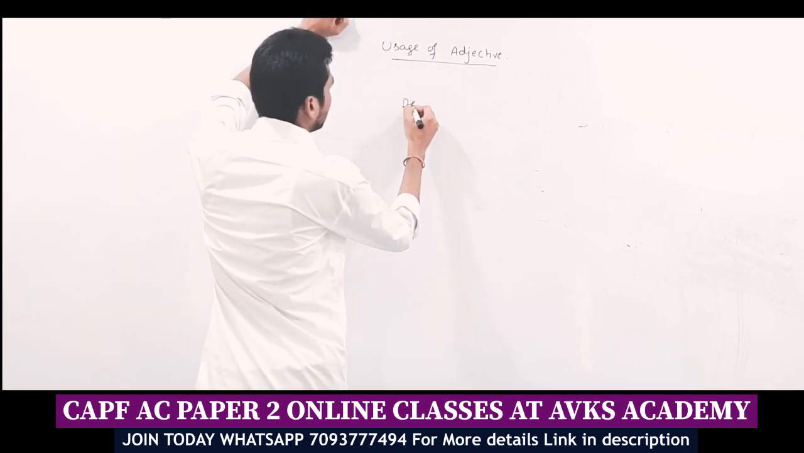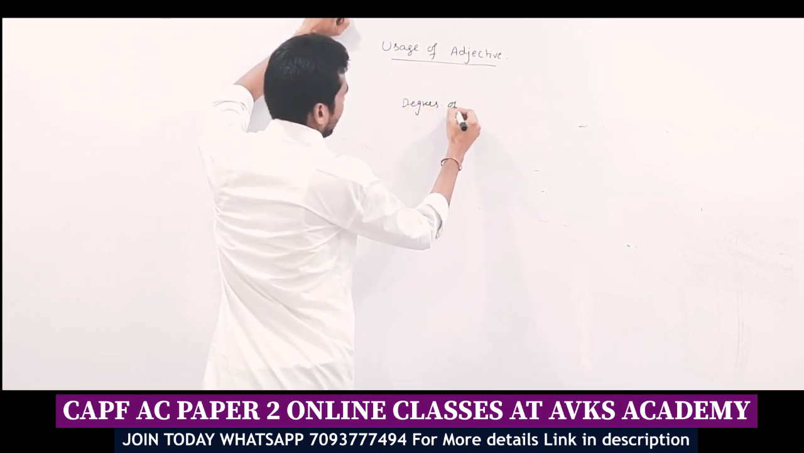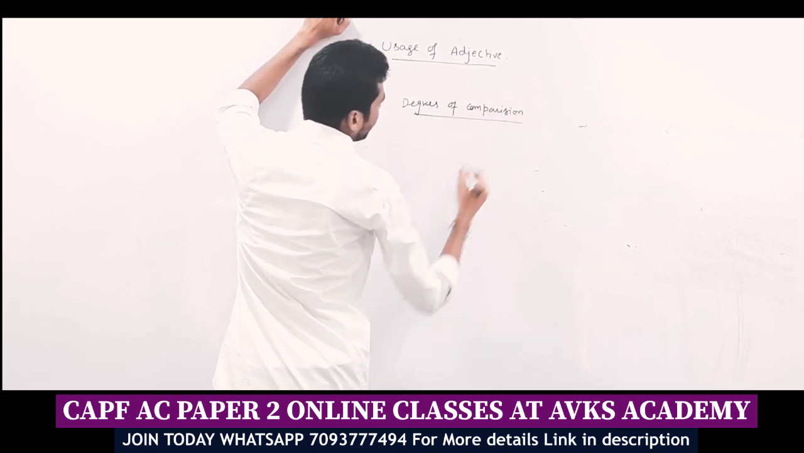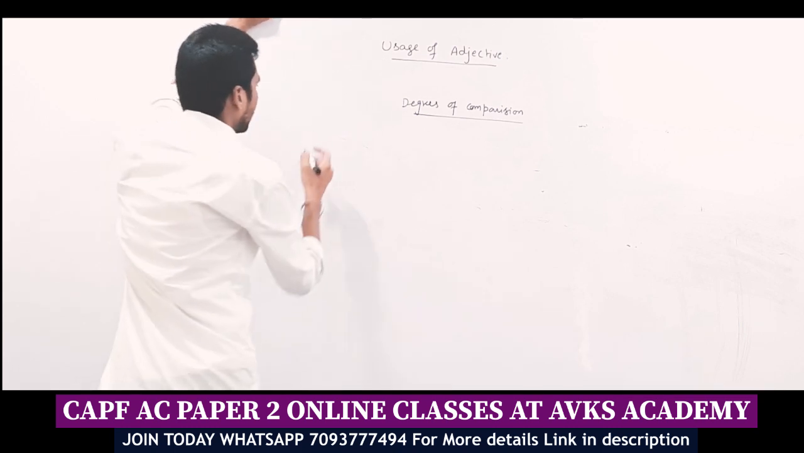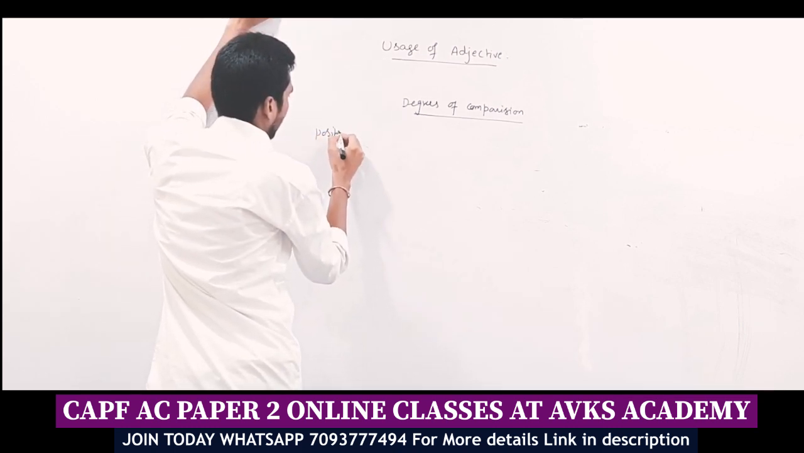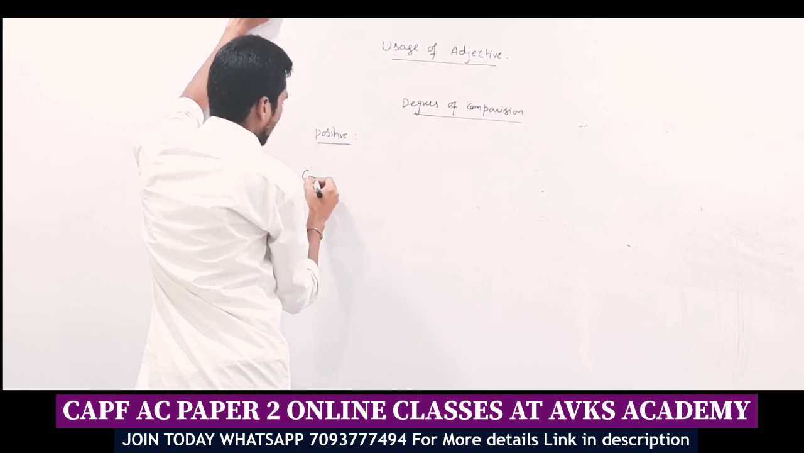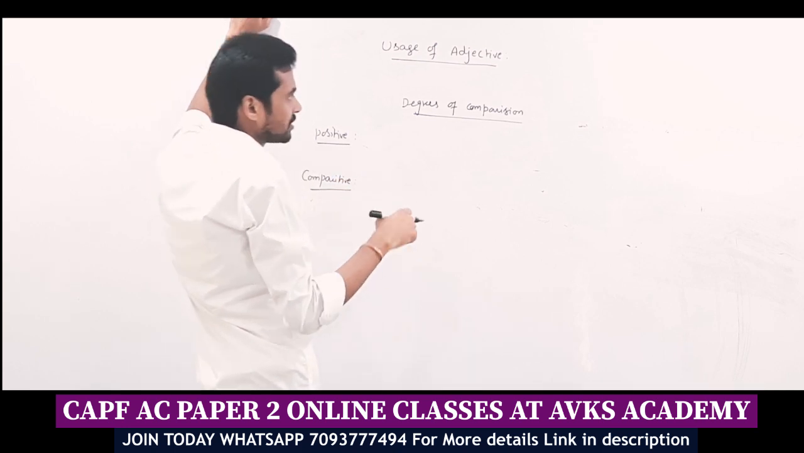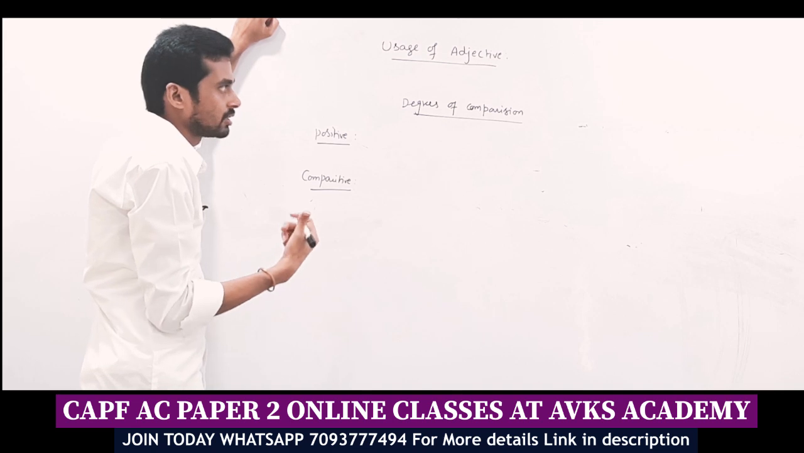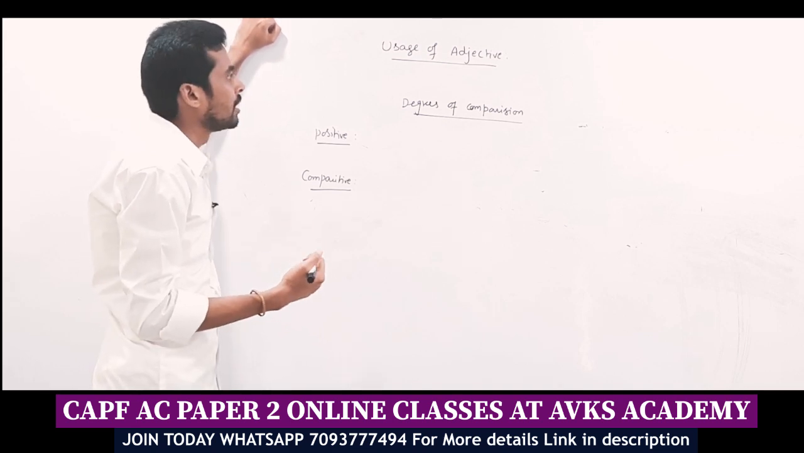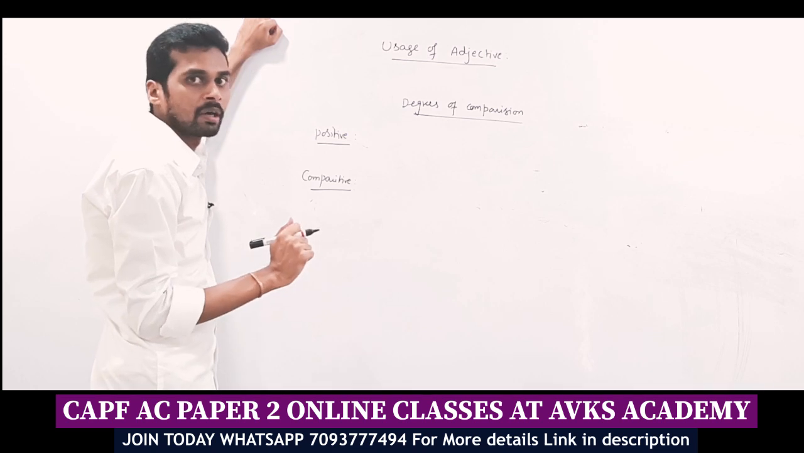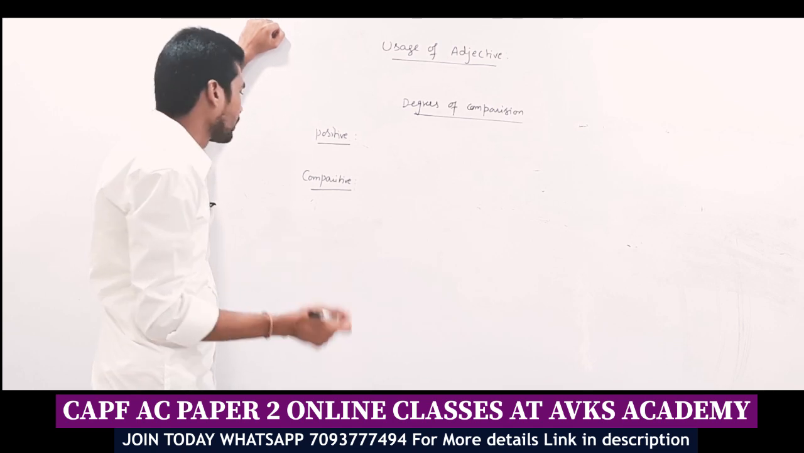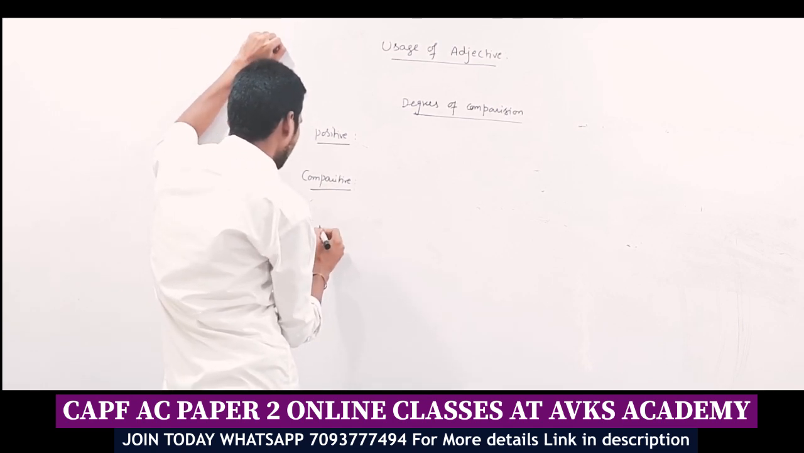So degrees of comparison. In degrees of comparison we have three different forms: positive degree, next comparative degree. Whenever we hear the words degrees of comparison, immediately what comes to your mind is that these all come under the adjectives part only. Degrees of comparison are only for adjectives. So: positive degree, comparative degree, superlative degree.